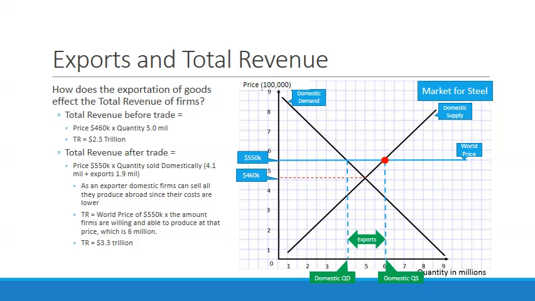In other words, when the United States has a comparative advantage in the production of steel and sells steel overseas in our hypothetical market here, U.S. firms make an enormous amount of profit. They see a total revenue of 3.3 trillion minus whatever their total costs are, and that equals their profit. So the firms increase total revenue by $1 trillion.